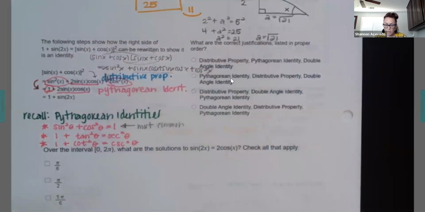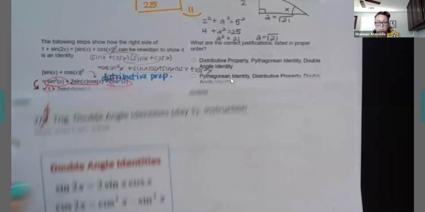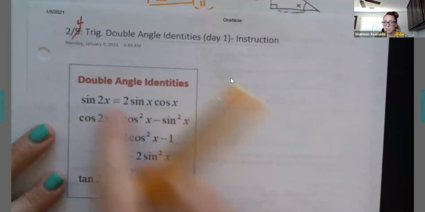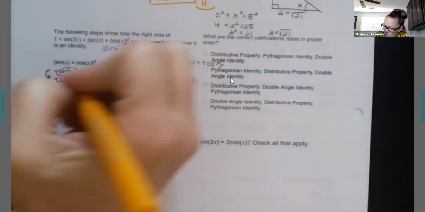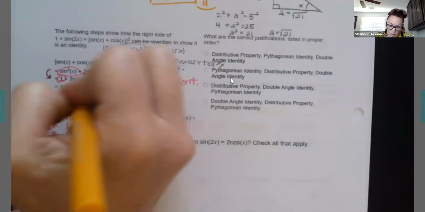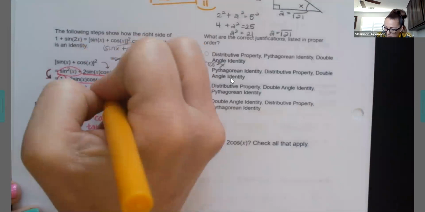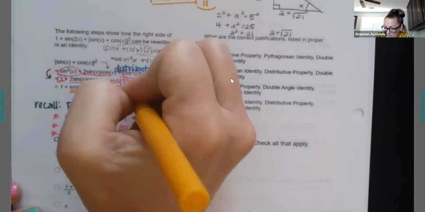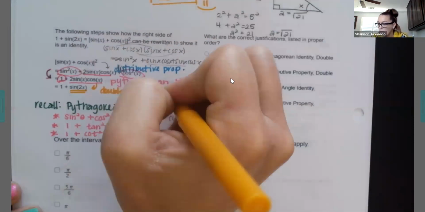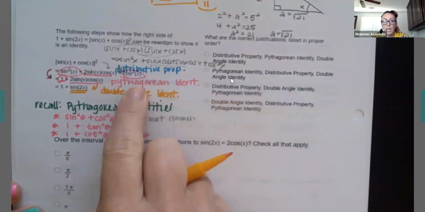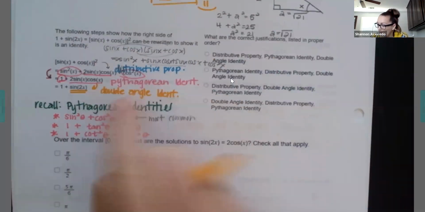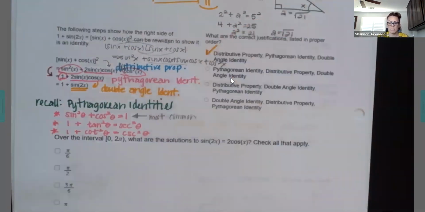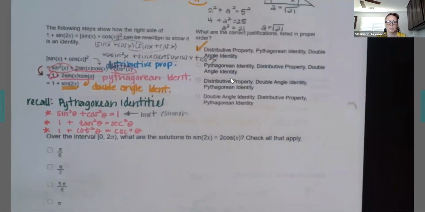And then if I look at my formulas for my double angles, look here, 2 sine of x cosine of x is going to be sine of 2x. So from here to here, this piece was just my double angle identity. So look, I did distributive, Pythagorean, and double angle. So I'm going to go ahead and mark the one that puts it in that order. Done. So again, don't overthink these, take them piece by piece.